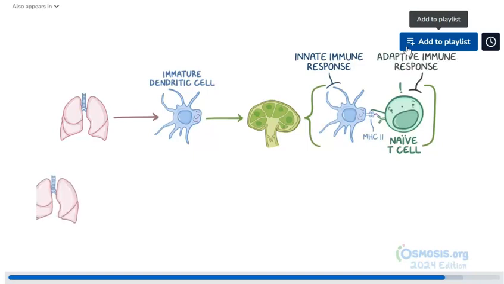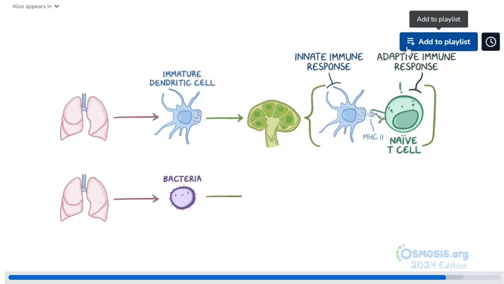Sometimes, if the infection is spreading, bacteria might find its way to a lymph node without the help of a dendritic cell.